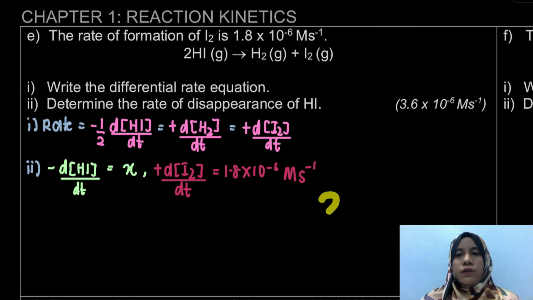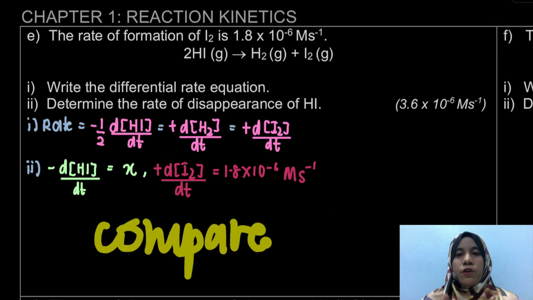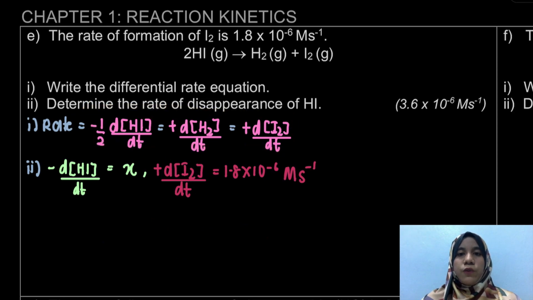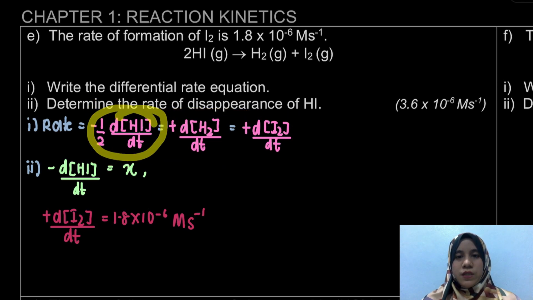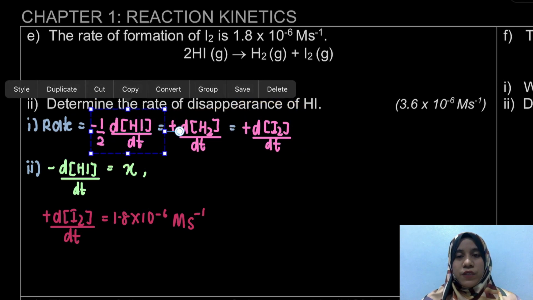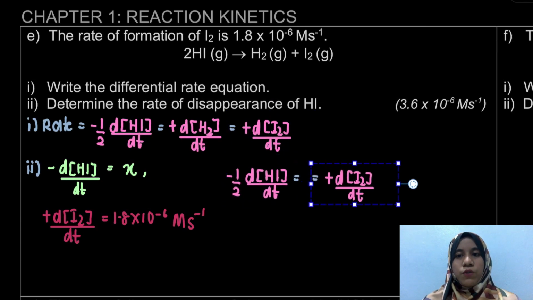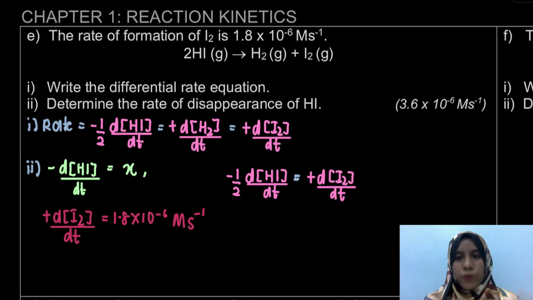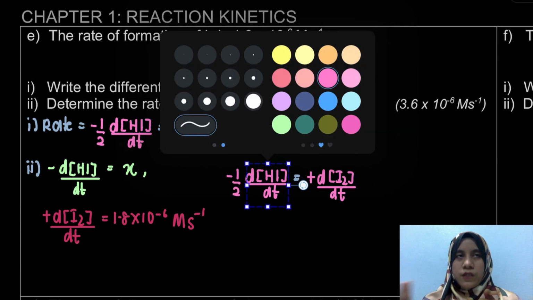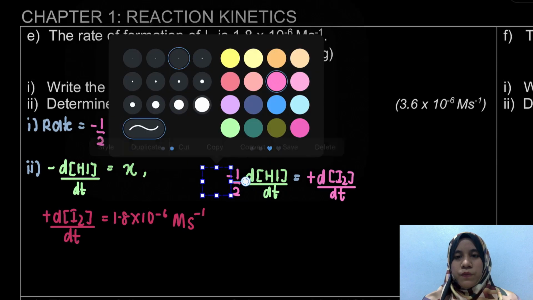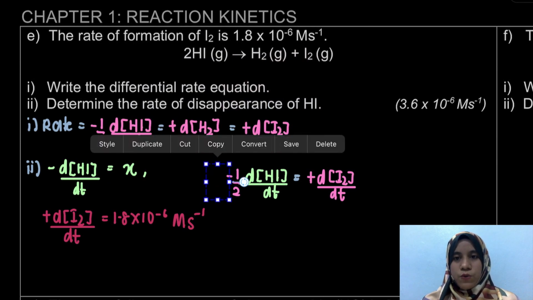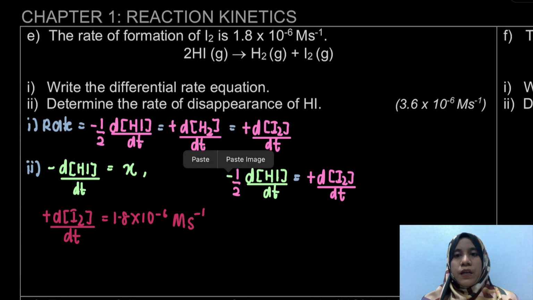So right now, how to get the answer, we're going to compare this. Compare from which equation? From the differential rate equation. So here we have dHI over dt equal to dI2 over dt. For comparison, we have to use our original differential rate equation. But the rate of disappearance is only this one. We don't want the 1 over 2 too. So how am I going to do it? I'm just going to change the color to make it more clear to you. So what we want is the green one.